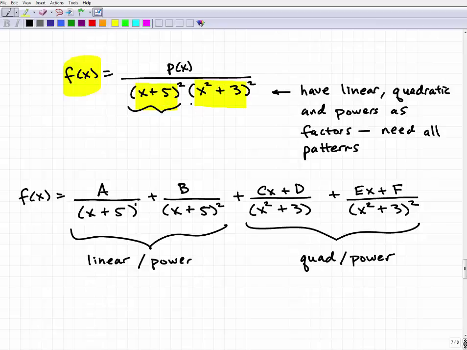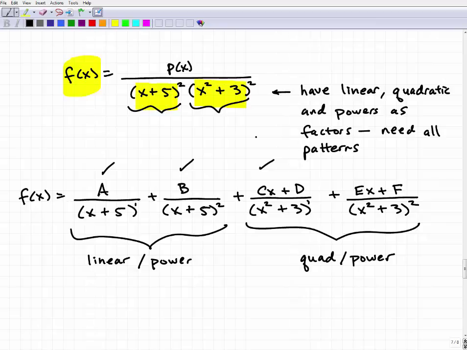But we're not done. Here we got to address the quadratic, right? X squared plus 3, that's quadratic, and it does have a power. So we're going to use the same rule, same concepts, but now we have to use the quadratic pattern. Now notice I used the A here, a B here. Now I can't use these letters again, so I got to continue on with the C over here. So this is going to be cx plus d over x squared plus 3 to the first, right?